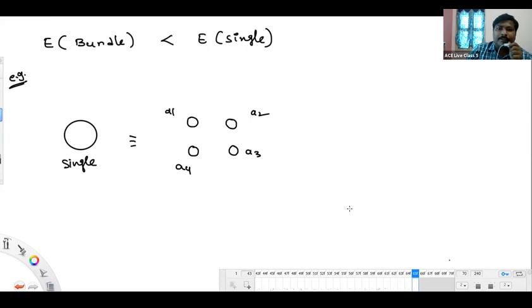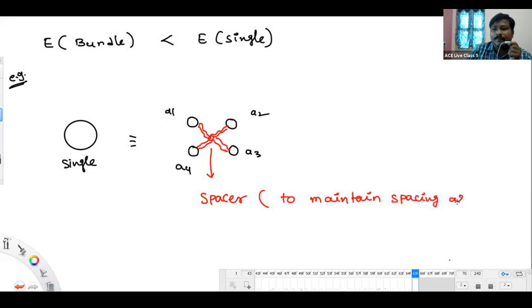In order to maintain the spacing between these subconductors as equal throughout the length of the transmission line wire, we use some sort of spacer. We keep a spacer between the subconductors to maintain the spacing between subconductors as constant throughout the length, maybe successively at every 50 meters.